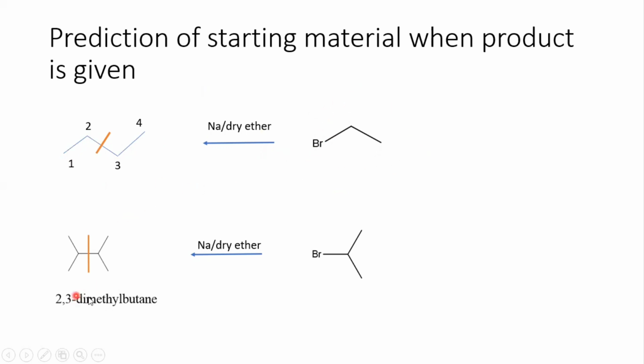And next is 2,3-dimethyl butane. So again, since we can prepare only symmetrical alkanes, just break this bond in the middle of the molecule and then attach any halogen and you can just say the product. That is, isopropyl bromide is the starting material to prepare 2,3-dimethyl butane.